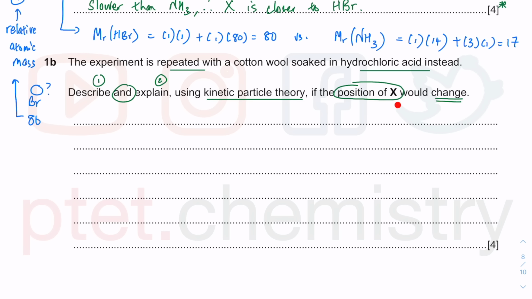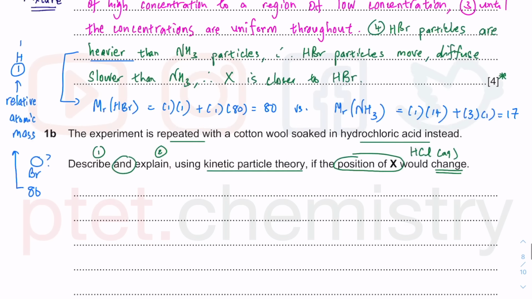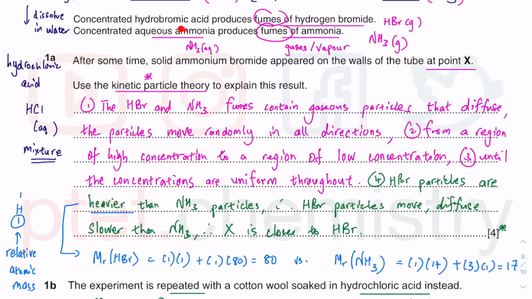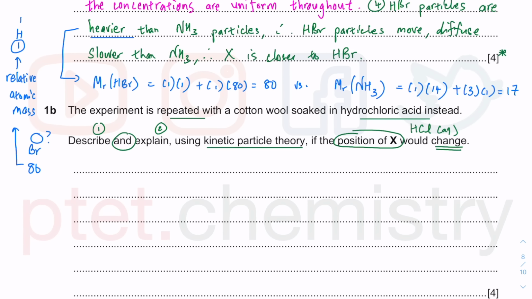If I use HCl, HCl is basically the formula for hydrochloric acid. This is aqueous. As usual, just like the hydrobromic acid, the concentrated hydrochloric acid will give you fumes of hydrogen chloride, HCl gas, which was covered in the previous lecture tutorial. So HCl gas. So what happened is, I need to show the MR of HCl. So the formula for hydrochloric acid is HCl. The MR for HCl is going to be 1 hydrogen and 1 chlorine.